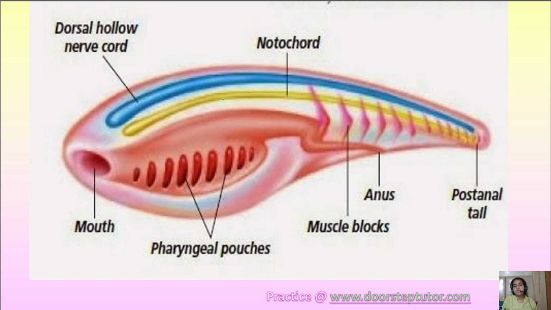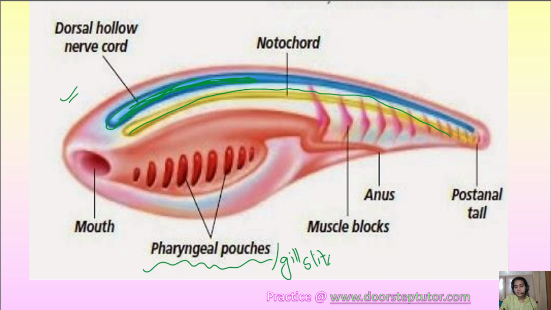In this one we can see that this yellow line is showing the notochord portion. Apart from this, the hollow nerve cord is there, while in non-chordates, the nerve cord is basically solid. Apart from this, pharyngeal pouches, or pharyngeal gill slits, are there. From here we can also see the post-anal tail, the anus, and muscle blocks. So these are the characteristics of chordate organisms, the organisms which have a notochord present in them.